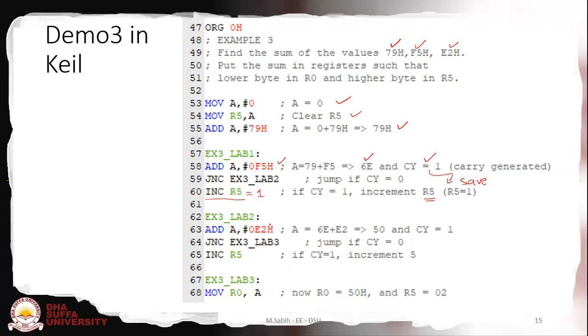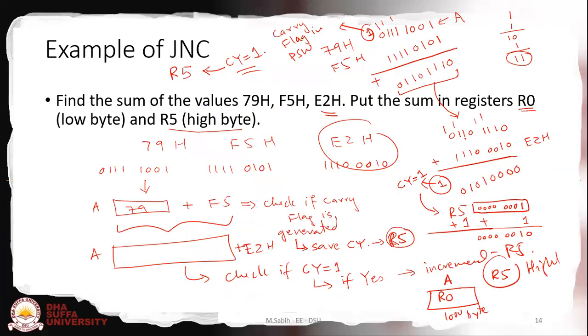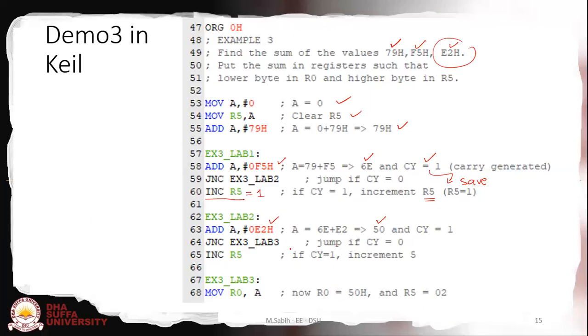Now, this is the third number, okay, E2. E2 is added to A5, and the result will be 50. Okay, if you see here, this number was 50. We added this, this is 5, and this is 0. So 50 is generated, and a carry flag is also generated. So again, the carry flag is generated, so we need to increment and save it. Otherwise, we have to jump. So we are jumping only in case there is no carry flag.